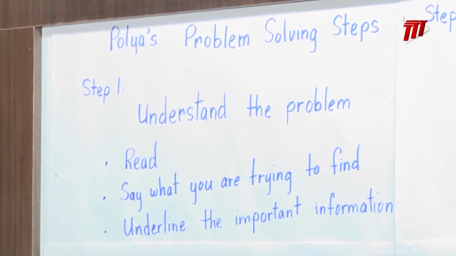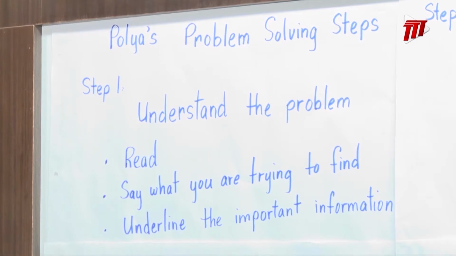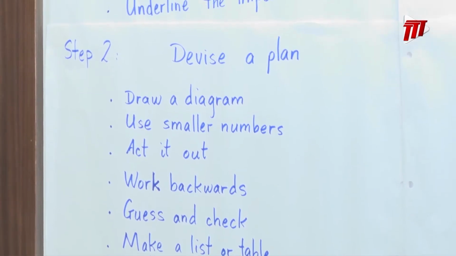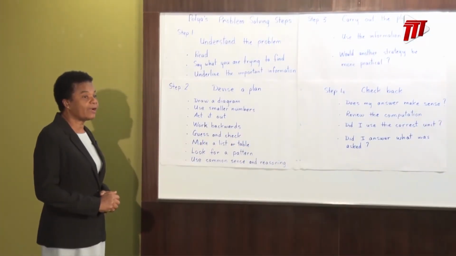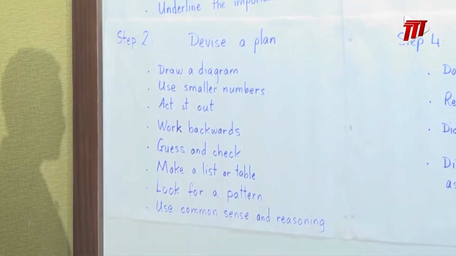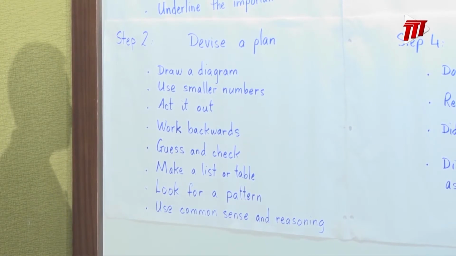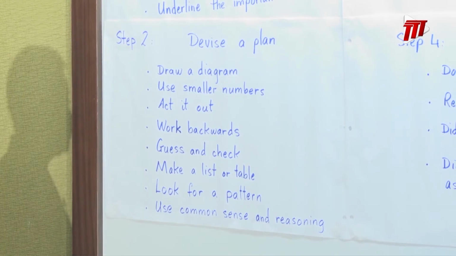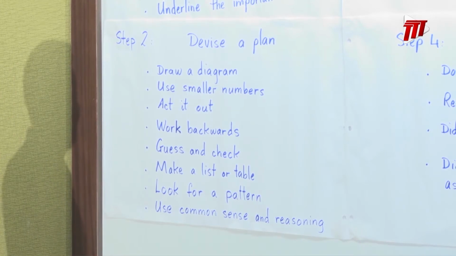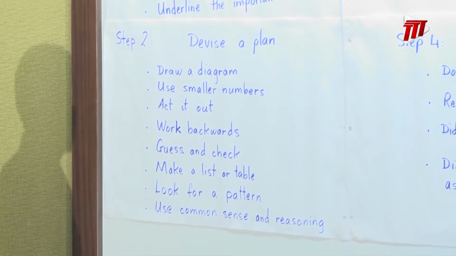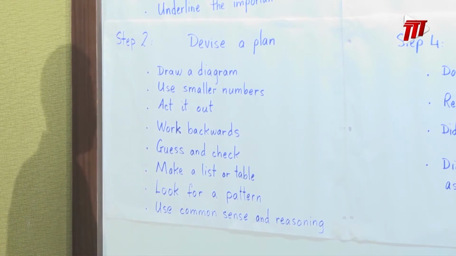Secondly, having understood the problem, we must now devise a plan to solve the problem. Now here, there are 8 different methods that you can use. You can draw a diagram, maybe use smaller numbers. How about acting it out? Working backwards. Guess and check. Yes, that is also a strategy. You can make a list or table. Sometimes there is a pattern. You may have to look for a pattern. And guess what? Good old common sense and reasoning is also a strategy.